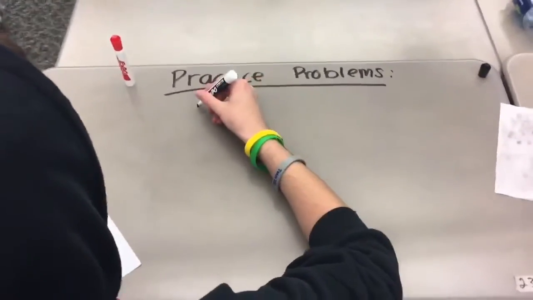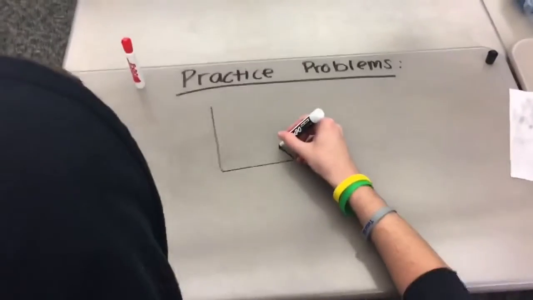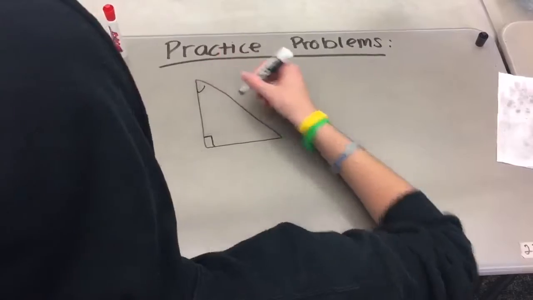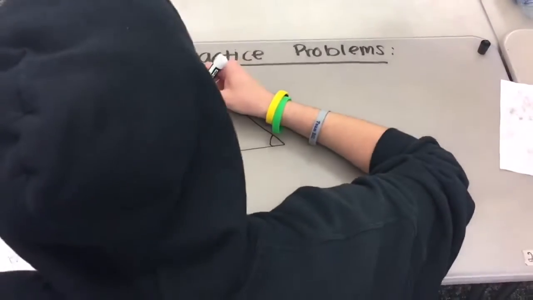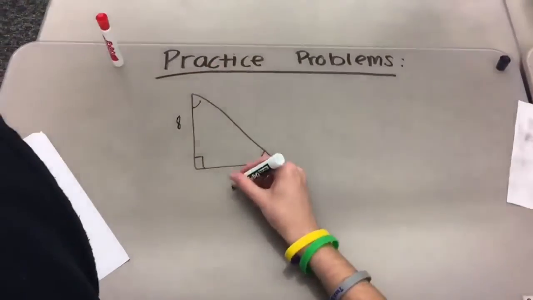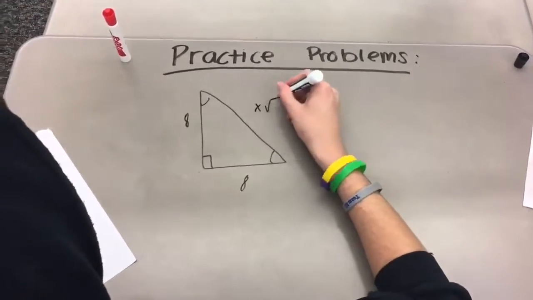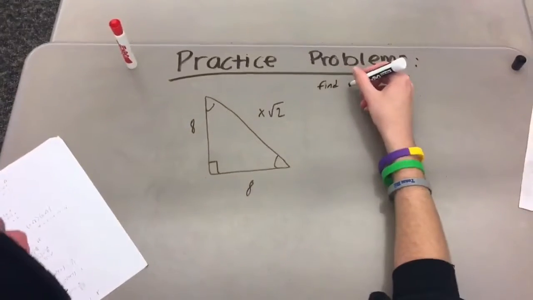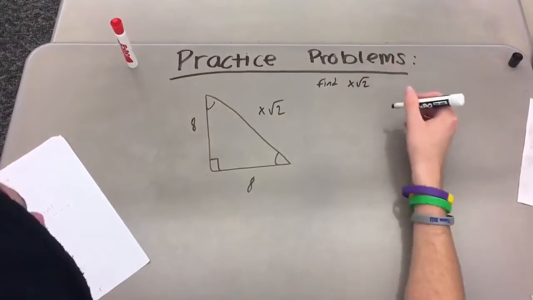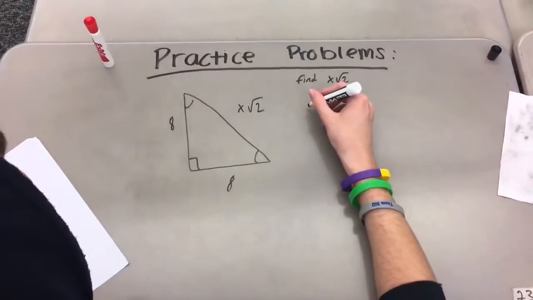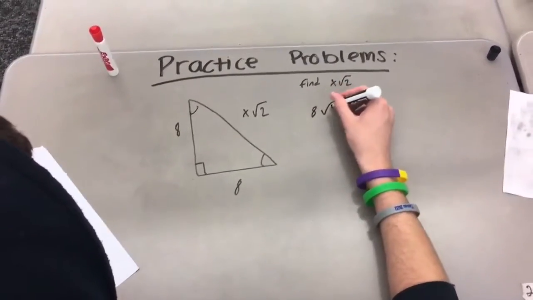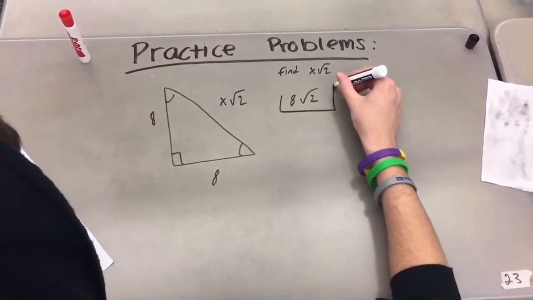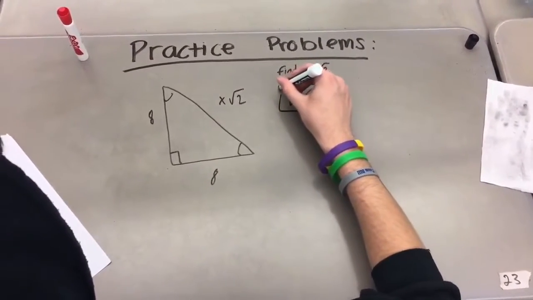The first practice problem we are going to complete is a 45-45-90 triangle. The two corners are 45-degree angles, and then you have a 90-degree angle in the bottom left. 8 represents x, and the hypotenuse is x radical 2. The objective is to find x radical 2, and since you already know 8 is x, all you have to do is replace x with 8, and your final answer is 8 radical 2 for the hypotenuse.